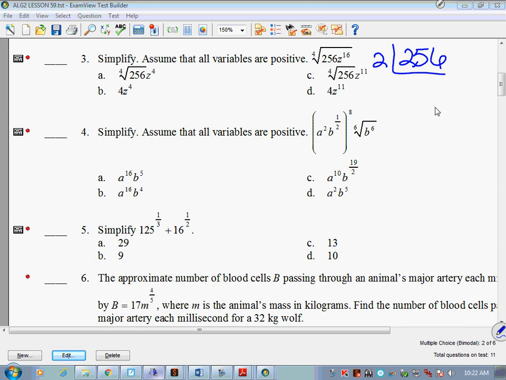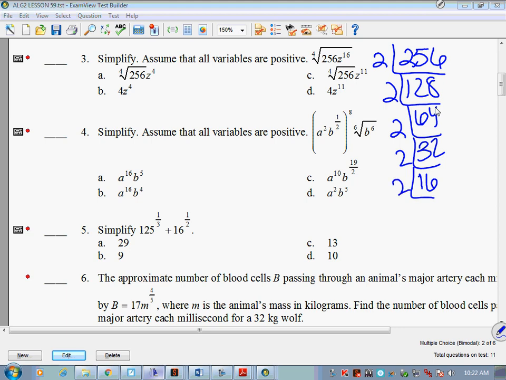Probably helps to have a calculator. Anybody help him out? 128. Divided by 2 is probably 64. Good job. 2. 32, good, 2. 16, 2. 2. 2. All right, so we're looking for sets of how many?